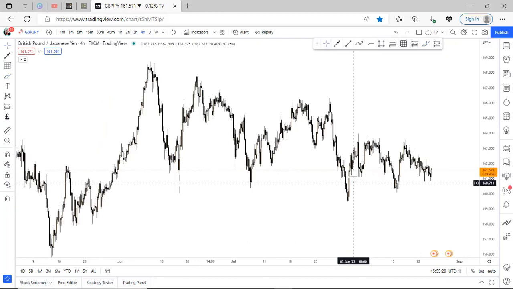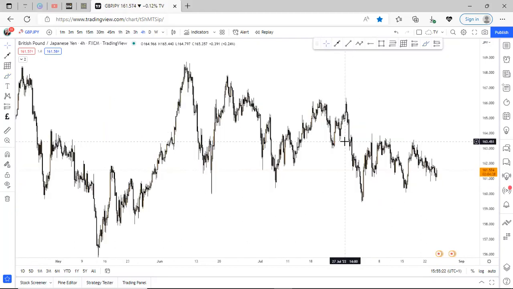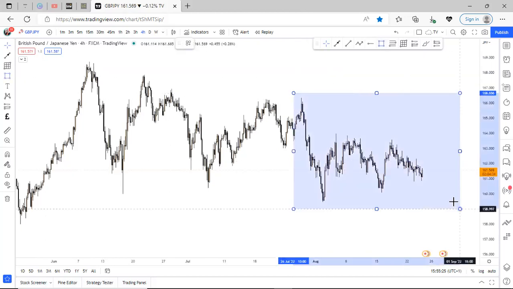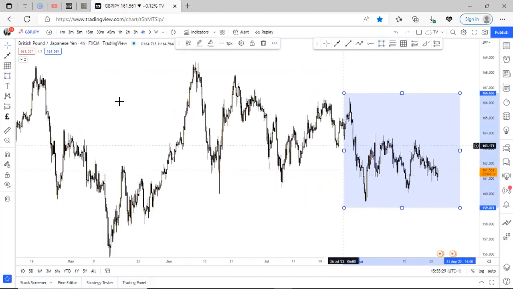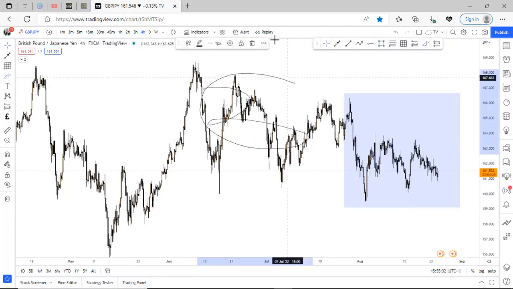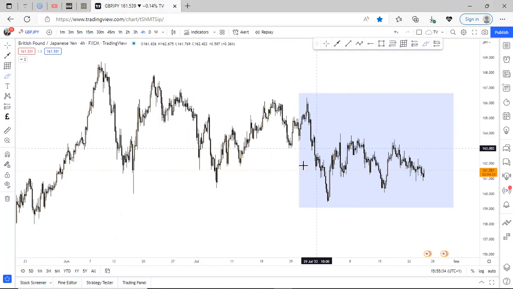So starting from the 4 hours time frame, okay, I will be starting from the 4 hours time frame. On the 4 hours time frame, I will be concentrating on the price action at this side, okay, because this is way too far back, you understand? So I'll be concentrating on this price action right here, okay?